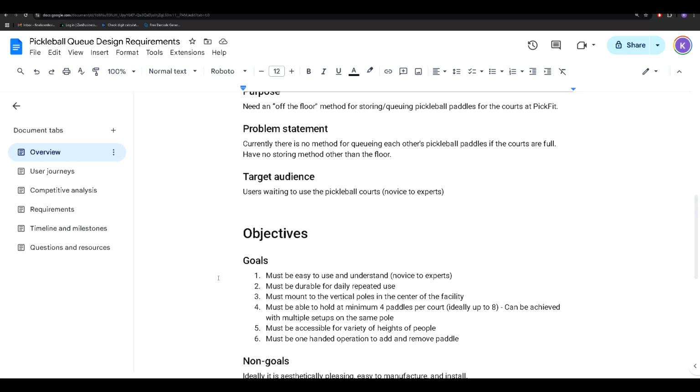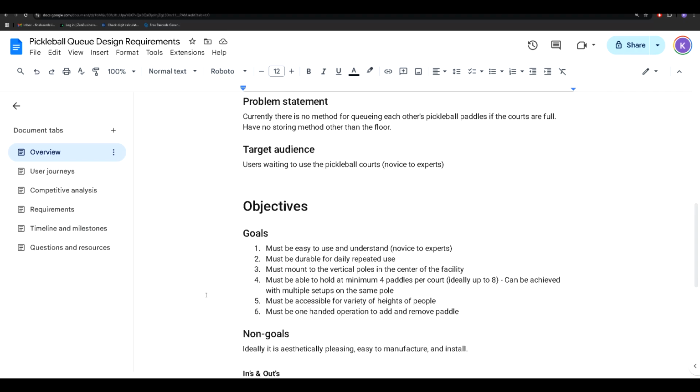The facility is getting more equipment in, so we need to make sure that there's nothing on the floor. So there's these vertical poles that are in the center of the structure, and that's what we want to mount these to. That way it keeps them off of the floor, out of the way, and it's a good solid object to mount to. They must be able to hold at minimum 4 paddles per court. So there's 3 courts on either side of the facility. So we want to be able to have 4 on one side, 4 on the other at minimum.